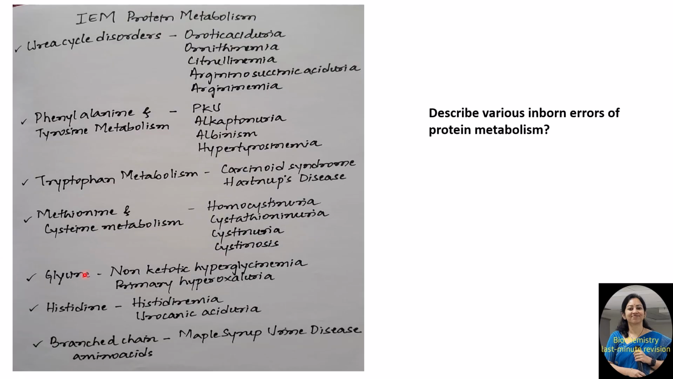Coming to errors associated with glycine, there is non-ketotic hyperglycinemia due to defective glycine cleavage system, and primary hyperoxaluria, which is a protein targeting defect. Instead of the peroxisome, the enzymes are located in mitochondria. Coming to errors associated with histidine: histidinemia due to deficiency of histidase, and urocanic aciduria due to deficiency of urocanase enzyme. Then the error associated with branched chain amino acid metabolism is maple syrup urine disease due to deficiency of branched chain keto acid dehydrogenase enzyme. So these are the disorders and their enzyme deficiencies, and this can be asked as a 5-mark question.